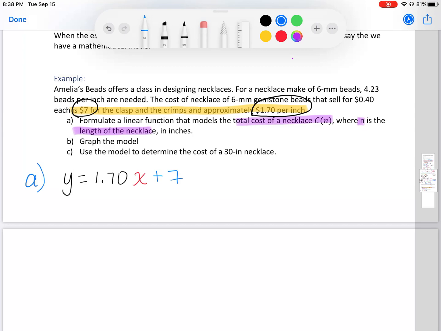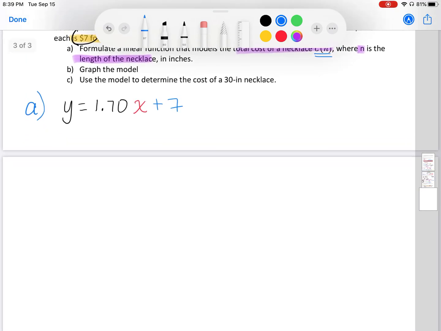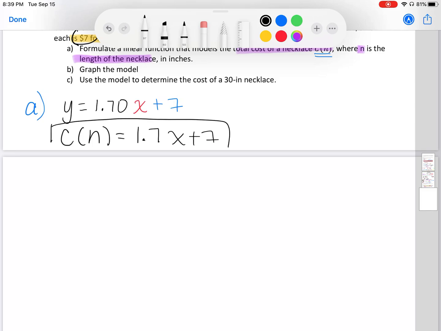So there we have it. That is our equation. Now, our equation specifically asks that we use that function notation, C of n. So let's go ahead and use that. C of n is equal to 1.7x plus 7. That is A.